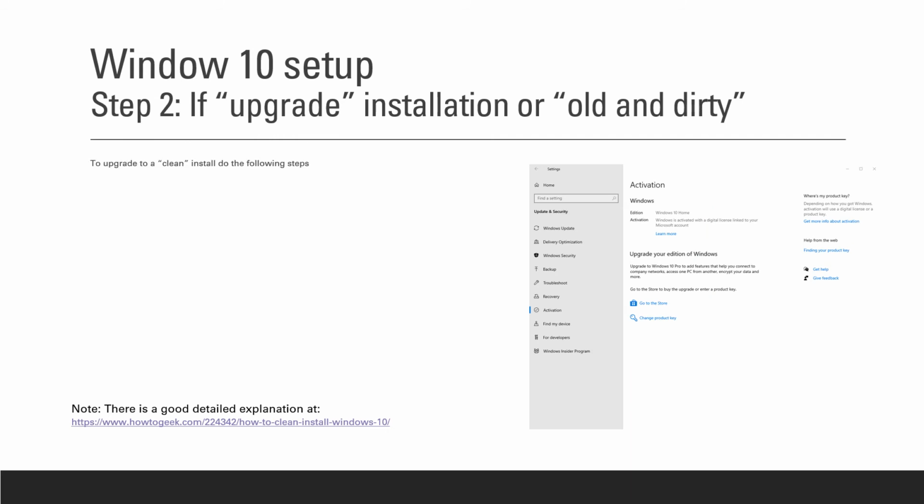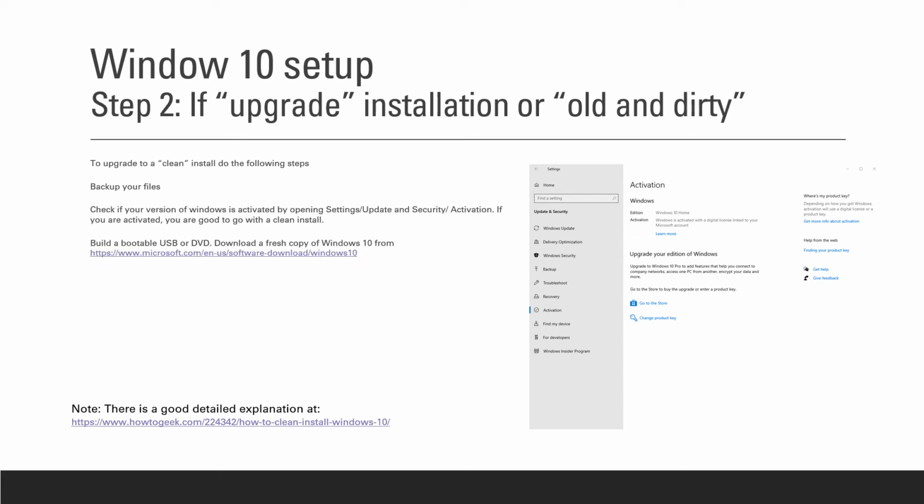Step 2, to go ahead and do the clean install: back up your files, and check whether your version of Windows is activated by opening Settings, Update, Security, Activation. If you're activated, you're good to go with a clean install. I've shown over here on the right panel where it shows the activation details.